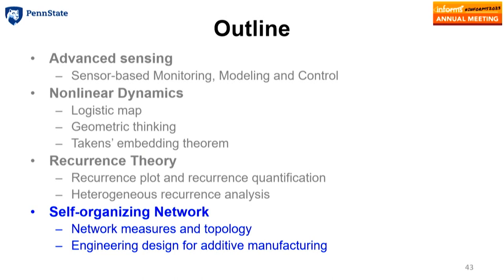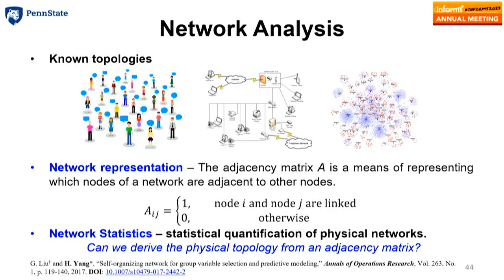Now, so far we finished a brief introduction of nonlinear dynamics, and why we need to look at the state space trajectory, and also the geometry of the state space trajectory. Recurrence is one way to look at the trajectory and the geometry topology in the state space. There's another way called a self-organizing network, so let's get into a new concept, self-organizing network.